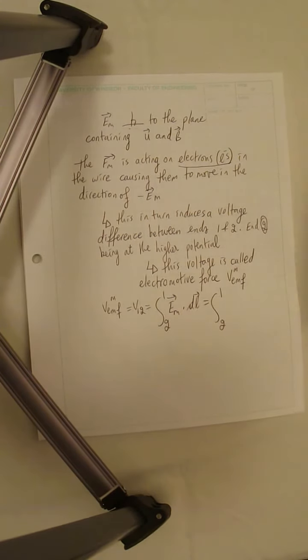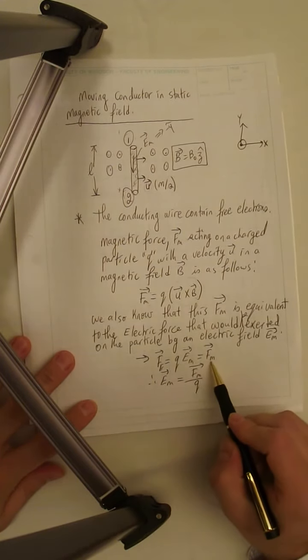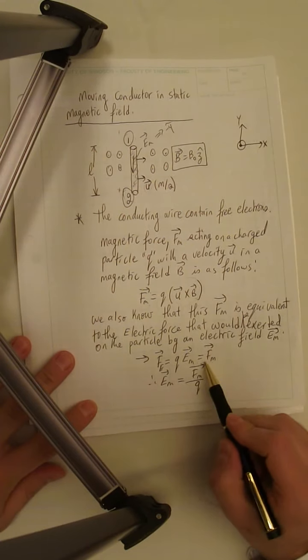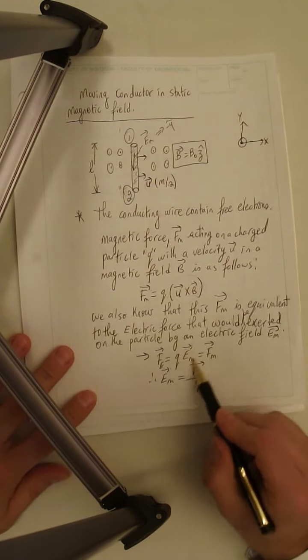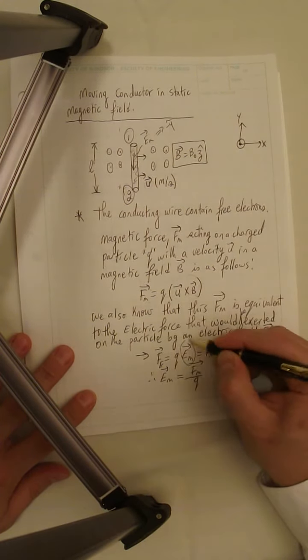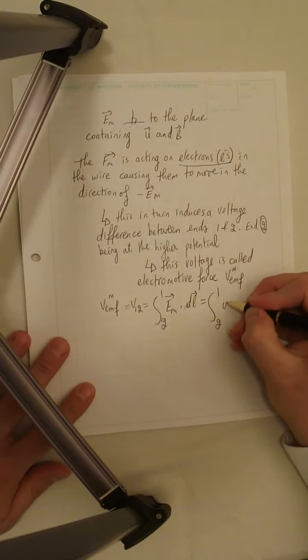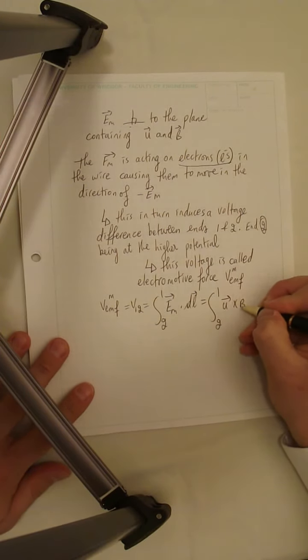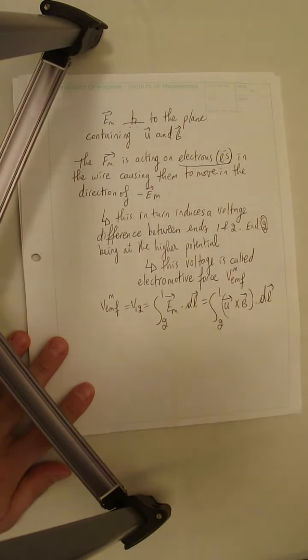We know the electric field, since the magnetic force equals the charge times the motional electric field. This means the motional electric field is equal to u cross B, and this is exactly what I'm writing here: u cross B times dl.